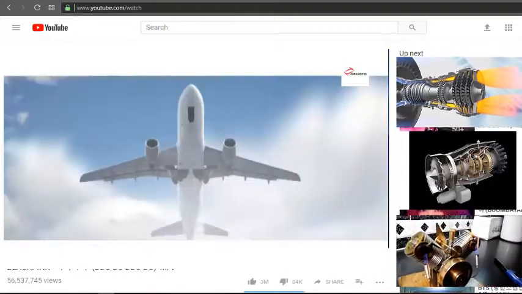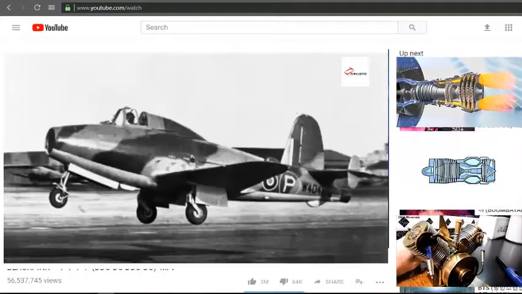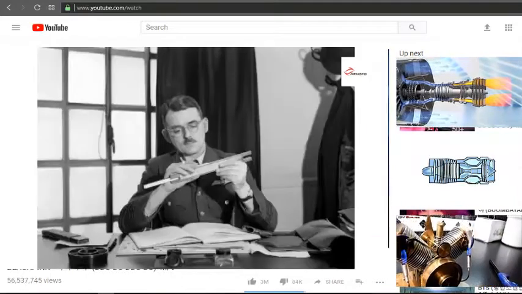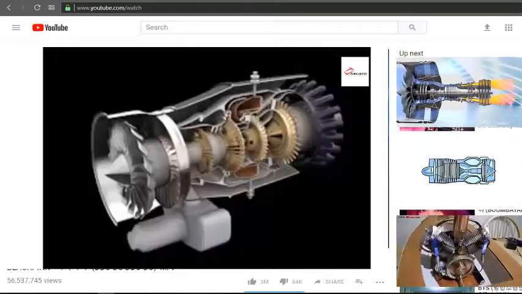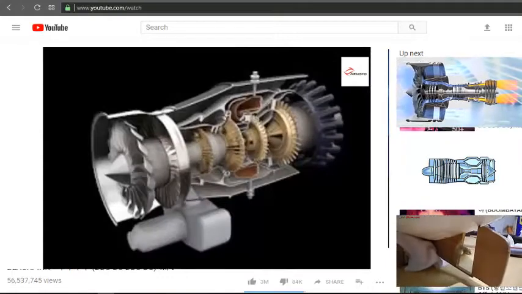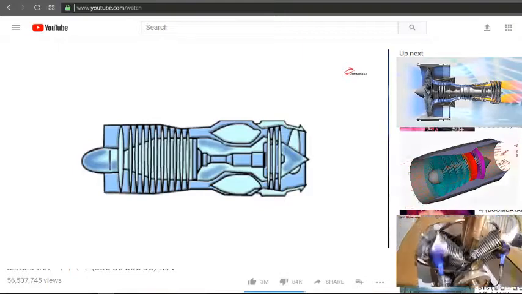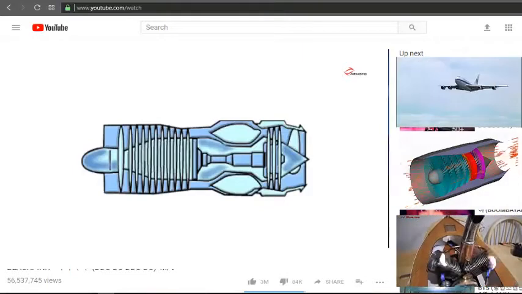Types of jet engines. The first jet engine successfully flew in August 1939. Hans von Ohain of Germany was the designer of the first operational jet engine. Types of jet engines: gas turbines. Turbojet engines. These are the most common type of jet engines.